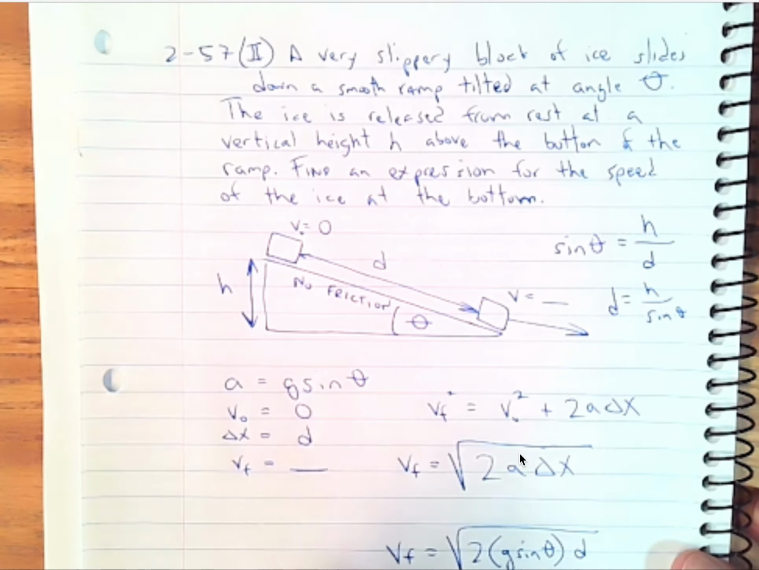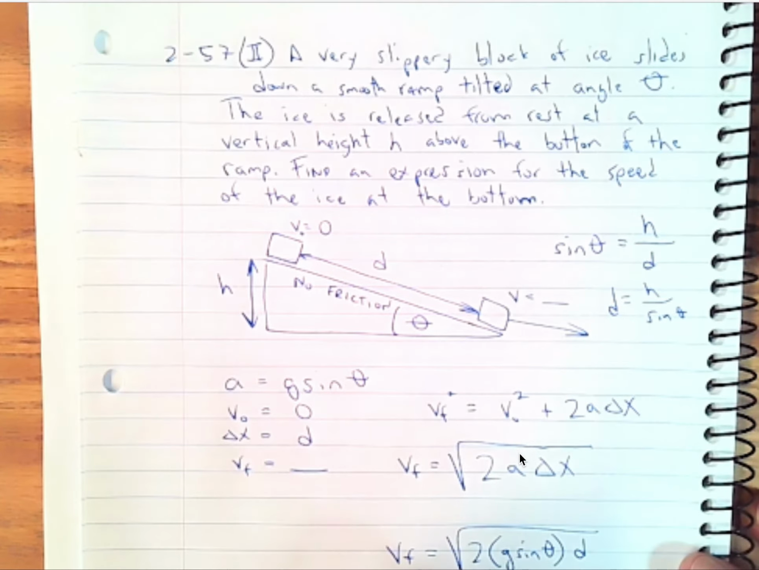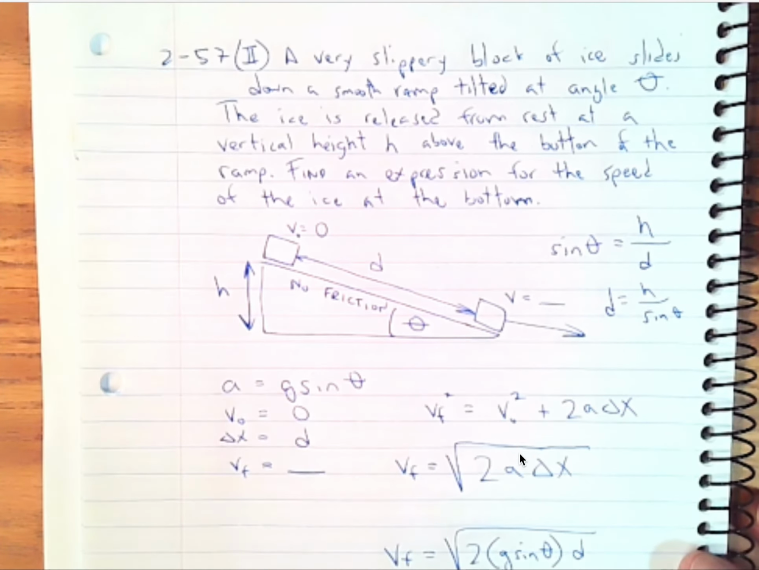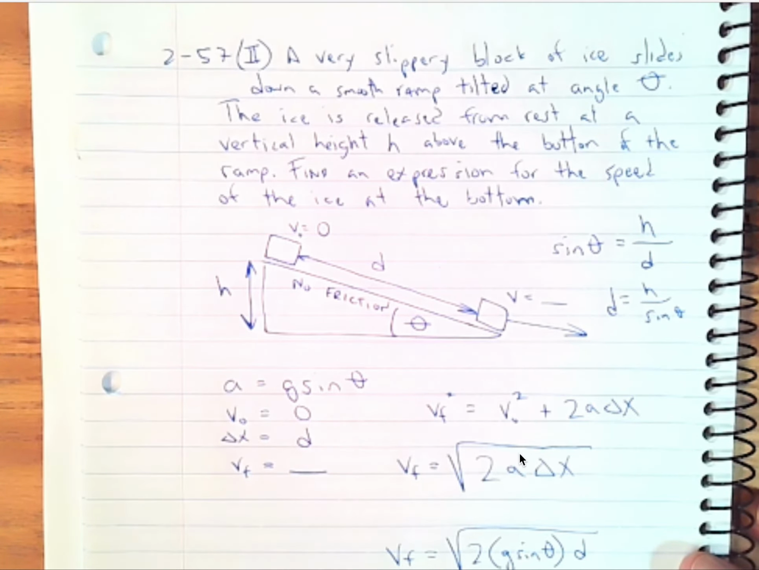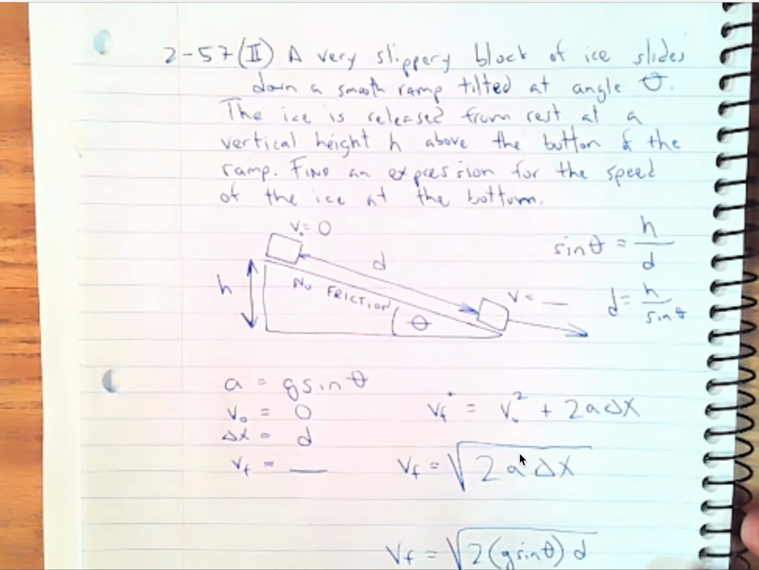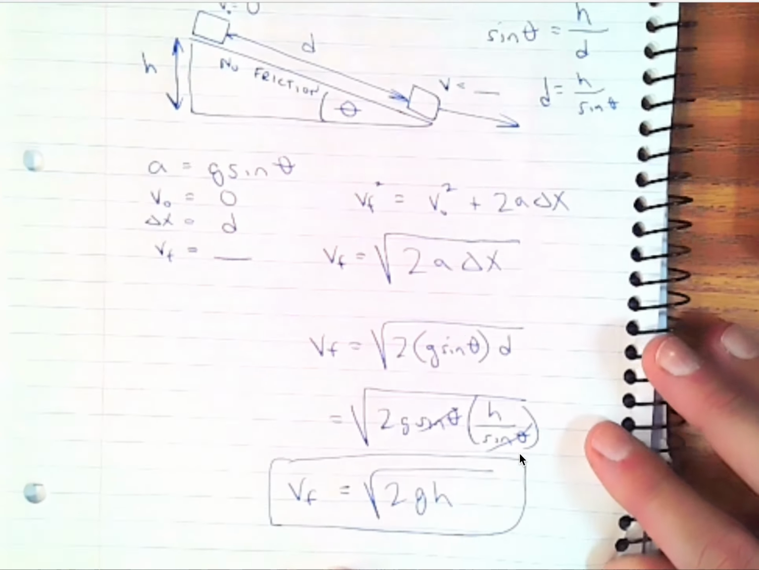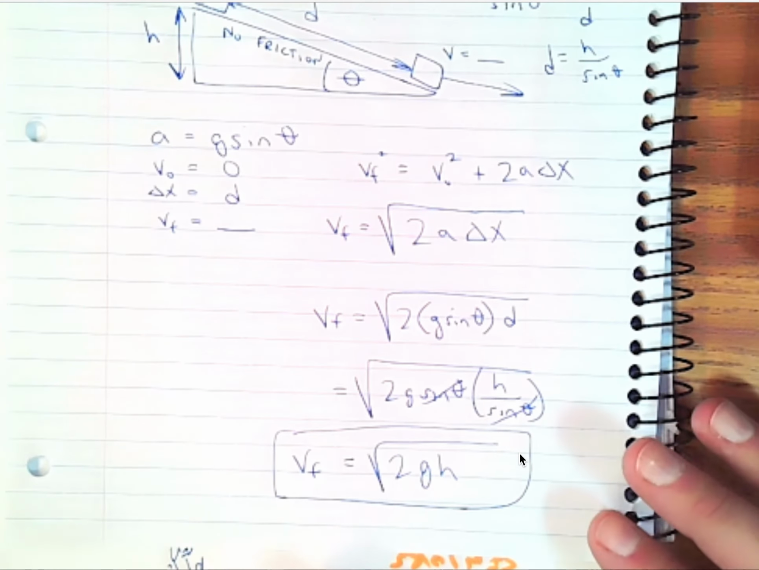Okay, and so let's plug that in. We're still under the square root. 2g sine theta times h over sine theta. And the sine thetas cancel out, and this becomes the square root of 2gh. So the V final is equal to the square root of 2gh. Let me get that on the camera. There we go.